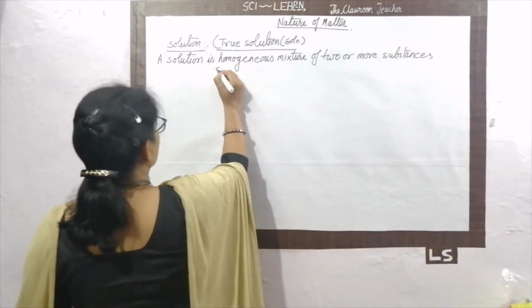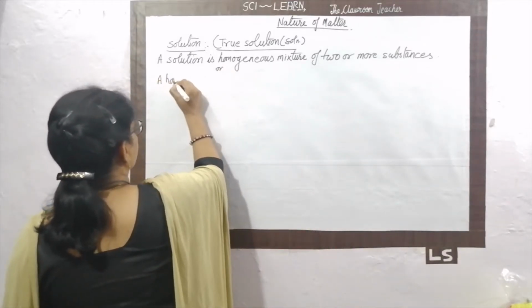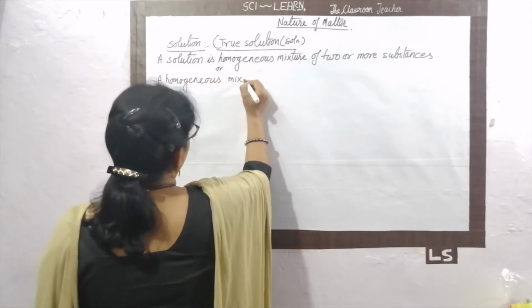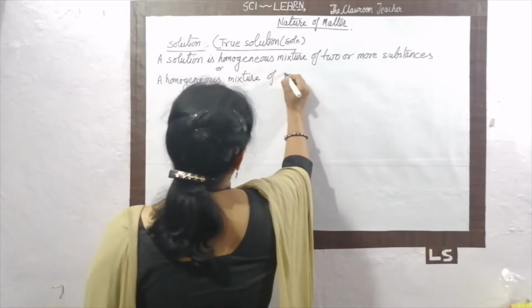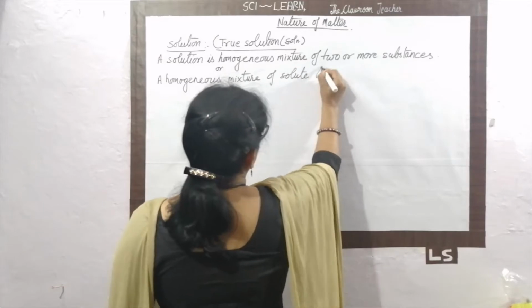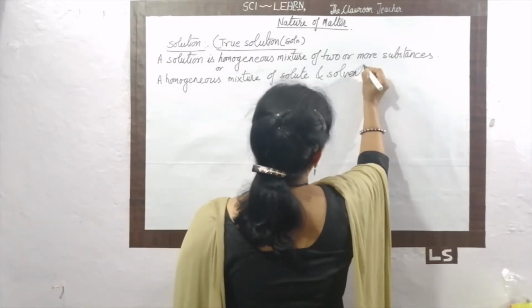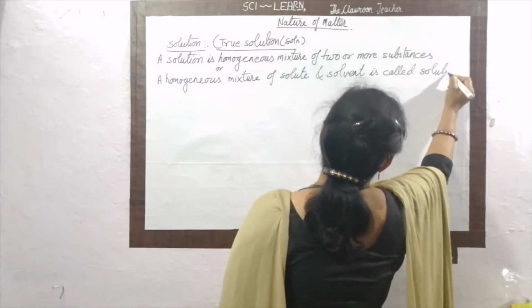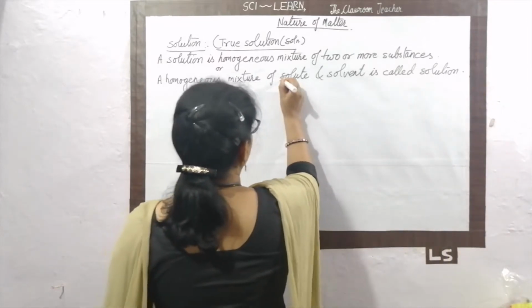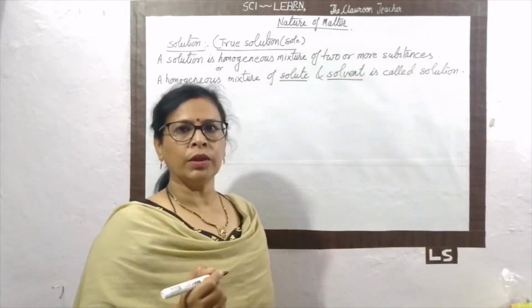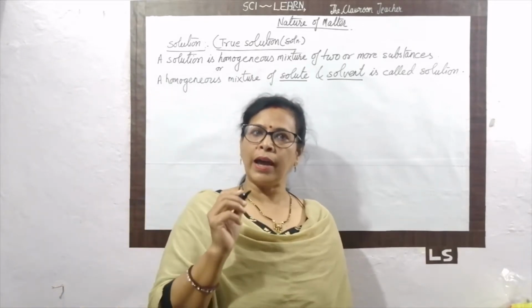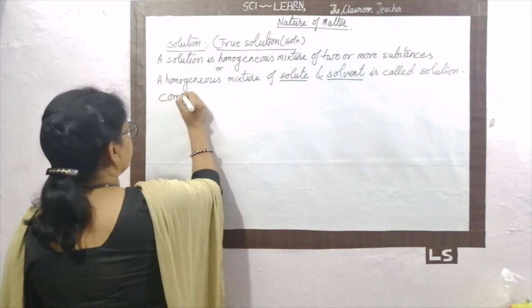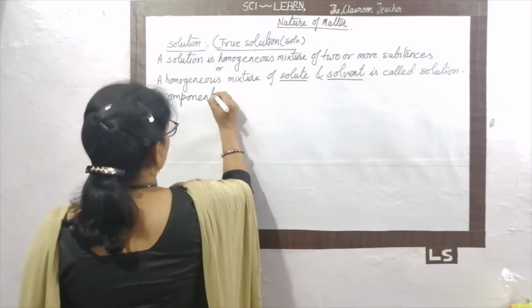We are able to define solution in another way also. What is another way to define the solution? A homogeneous mixture of solute and solvent is called solution or true solution. Now, two terms are here. One is solute and one is solvent. Solute and solvent are actually the components of solution.